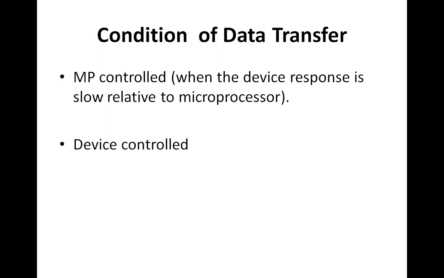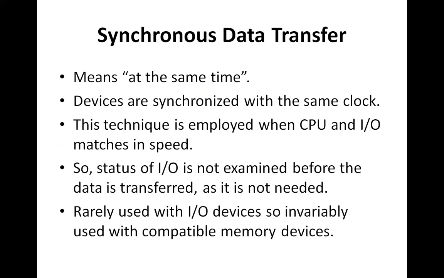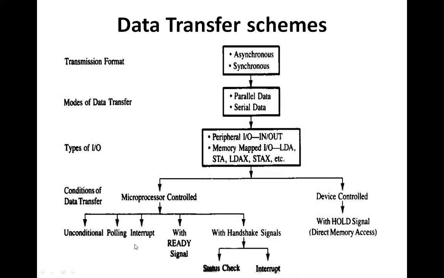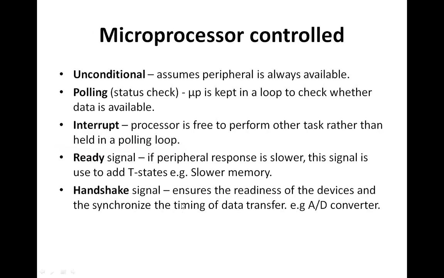Now, this has already been explained. One is microprocessor controlled, and the second one is device controlled. We have microprocessor controlled data transfer, and we have seen there are many categories of that. In microprocessor control, we have unconditional, polling, interrupt, ready signal, handshake signal, all. So we will discuss it one by one. So first is unconditional.